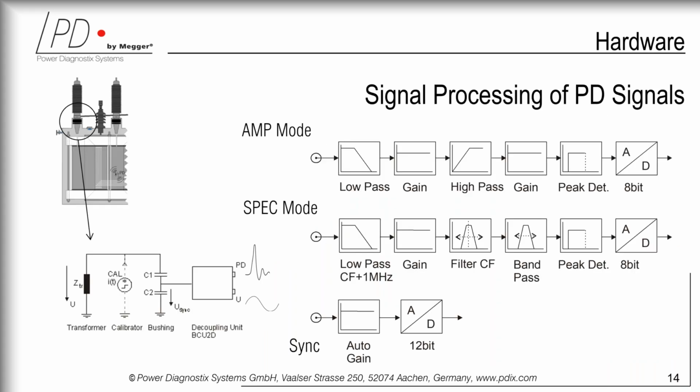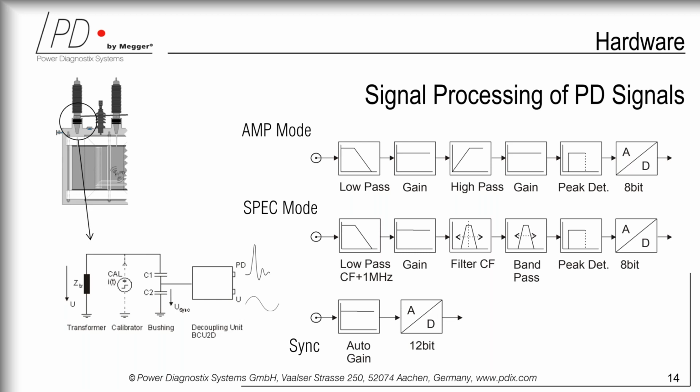The typical signal processing of PD signals is split, I would say, into the AMP and SPEC mode. In the AMP mode, we are looking at a particular low pass plus a gain, followed by a high pass and a gain, and then we do the peak detection and we pass that through an 8-bit A-to-D converter.